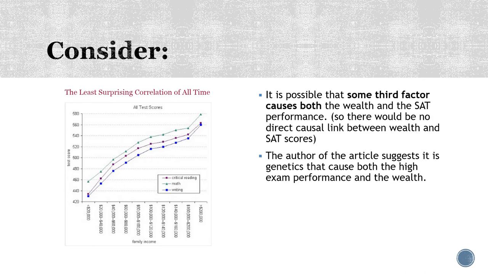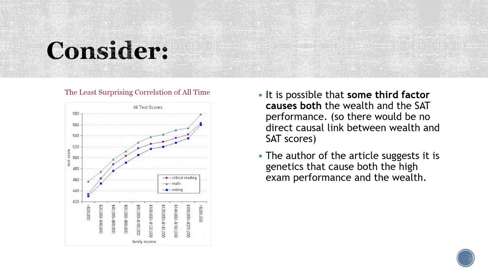So there are some factors there. It's also possible there's some third factor, that there might be underlying causation going on here. It's possible that some other factor causes both the wealth and the test performance. So there might be no direct causal link between wealth and SAT scores, but there might be something that causes the wealth and that also causes the test scores. And so the author of this article that this graph comes from suggests that it's genetics that causes both the high exam performance and the wealth, on the theory that if you're genetically smarter, then you're going to be more wealthy and score better on the tests. And so again there's no direct causal result here.